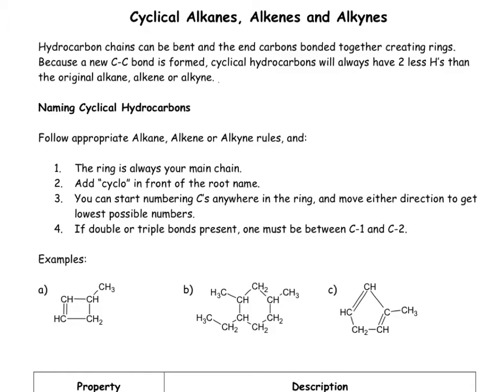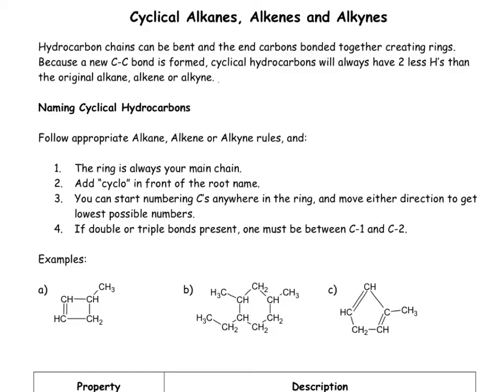Cyclical molecules occur when you take a hydrocarbon chain and bend it so that the end carbons react and bond together, creating a ring. Because a new C-C bond is formed, cyclical hydrocarbons will always have 2 less H's than the original alkane, alkene, or alkyne.